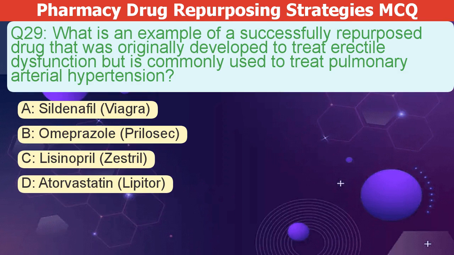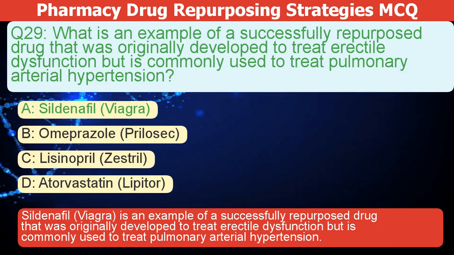What's an example of a drug successfully repurposed from treating erectile dysfunction to treating pulmonary arterial hypertension? A. Sildenafil, also known as Viagra. B. Omeprazole, also known as Prilosec. C. Lisinopril, also known as Zestril. D. Atorvastatin, also known as Lipitor. The correct answer is A. Sildenafil, also known as Viagra, is a great example of a successfully repurposed drug. Originally developed to treat erectile dysfunction, it's now commonly used to treat pulmonary arterial hypertension.